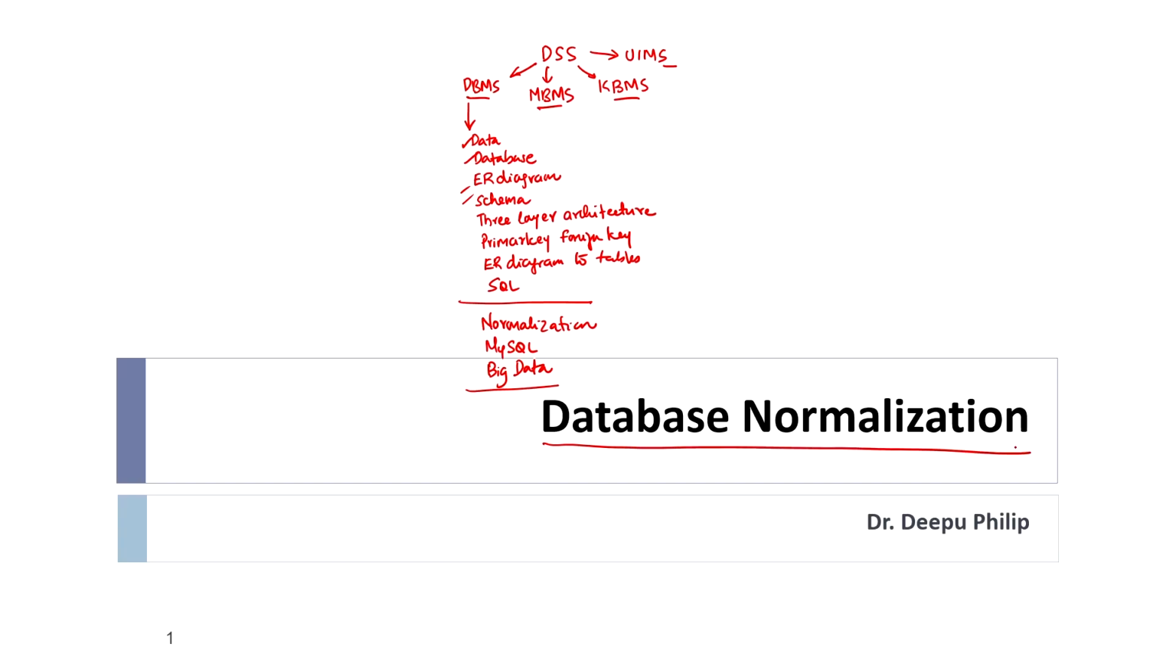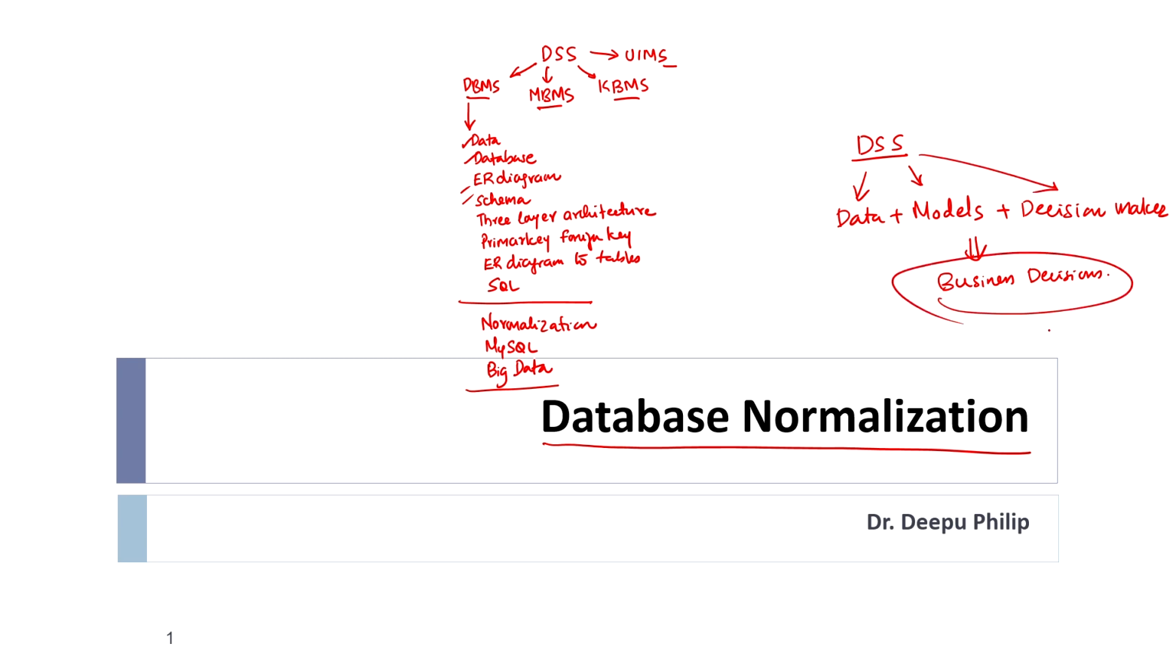Today we are going to learn the topic of database normalization, and it is a very important topic, especially when it comes to DSS, because DSS uses data plus models plus the decision maker, and that translates to business decisions. The DSS supports all three, and using them we create a business decision, which will have a financial impact on the organization.